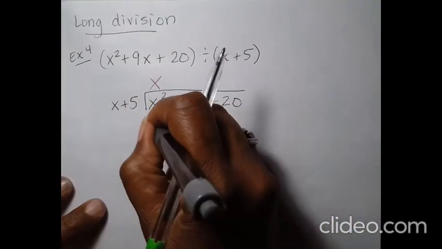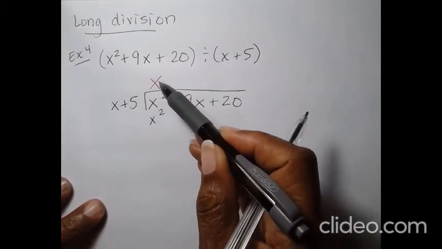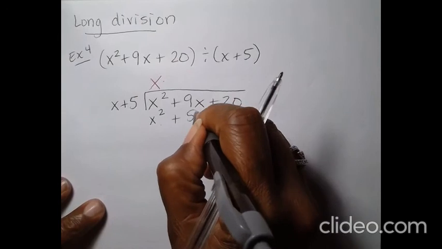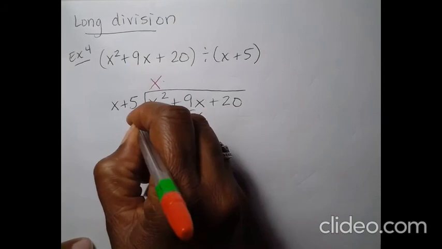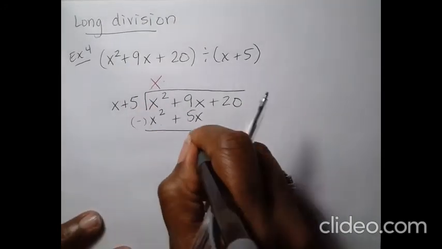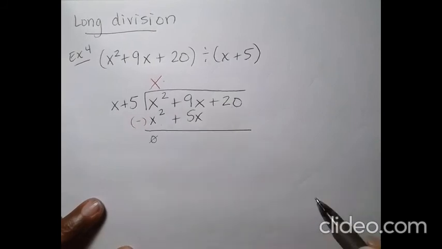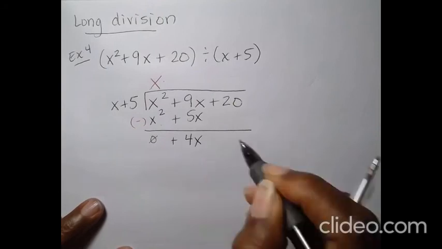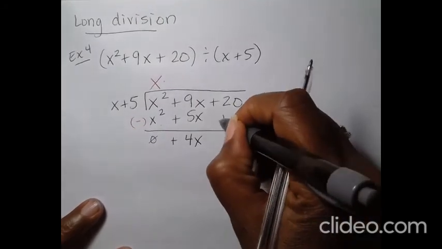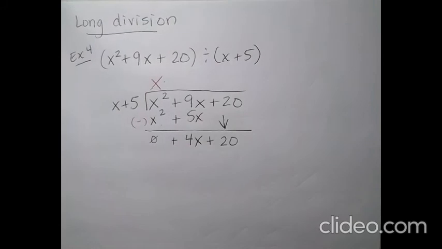So we're actually going to write this here. X times x is x squared. And now x times 5 is positive 5x. This is just like you would do if you were doing long division with numbers, but we're doing binomials and trinomials. So x squared minus x squared is going to give us 0. 9x minus 5x gives us 4x. We can now bring down this plus 20, just like we would in regular long division.